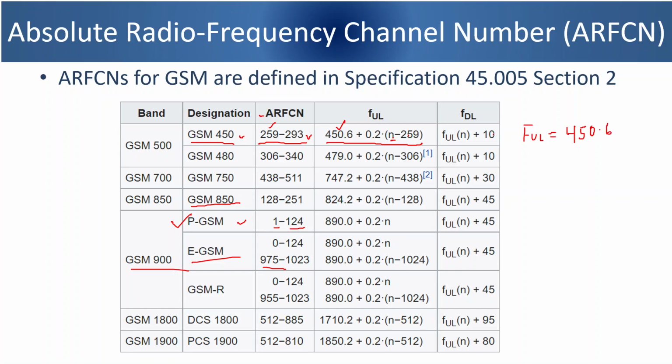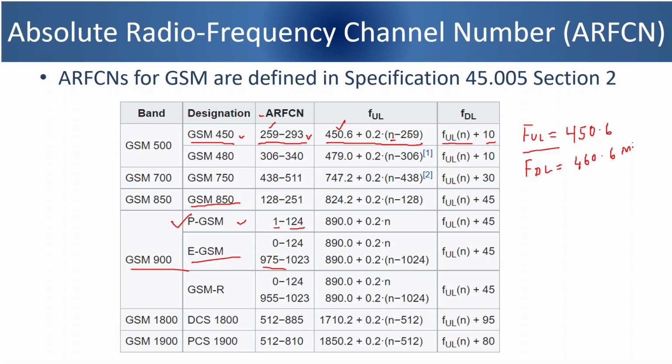450.6 megahertz. And what is the downlink frequency? Downlink frequency is just uplink frequency plus 10. So the downlink frequency will become 460.6 megahertz, right? So for each ARFCN in this table, you can calculate the uplink frequency and also the downlink frequency. So let us take one more example so that it becomes clear to you.